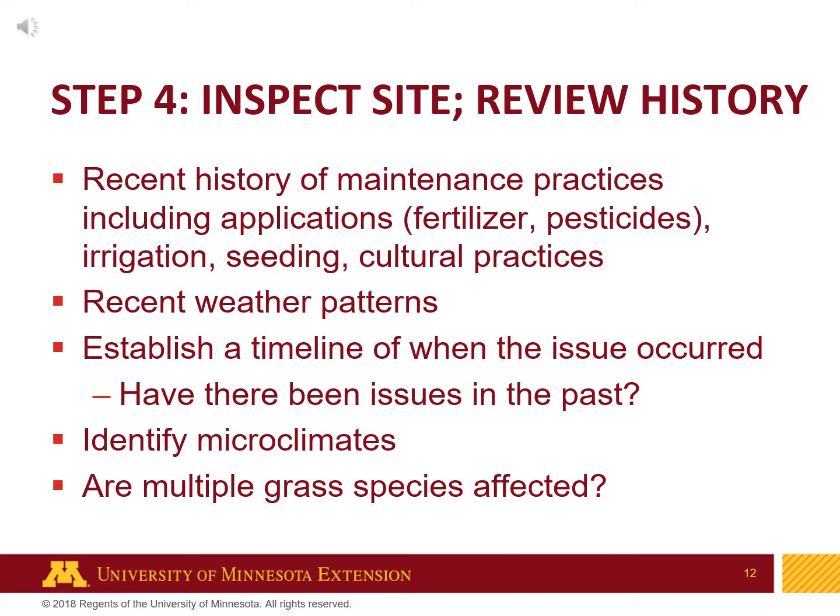Step 4 involves a more thorough inspection of the site and a review of recent maintenance history. Look at the property maintenance records for a history of recent fertilizer or pesticide applications, irrigation management, seeding, and cultural practices conducted. Also consider recent weather patterns and establish a timeline of when the issues first appeared. Microclimates, such as shade and heat sinks, can also lead to specific problems. Finally, consider whether multiple grass species are affected.